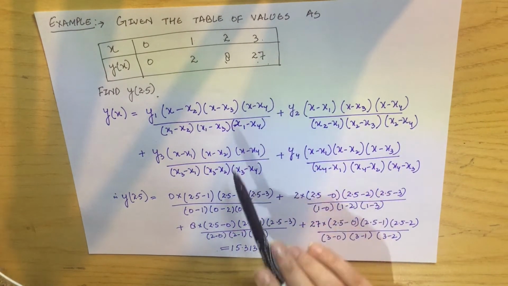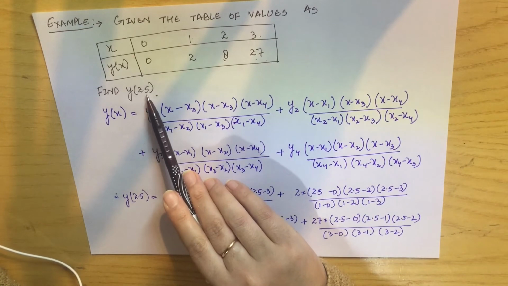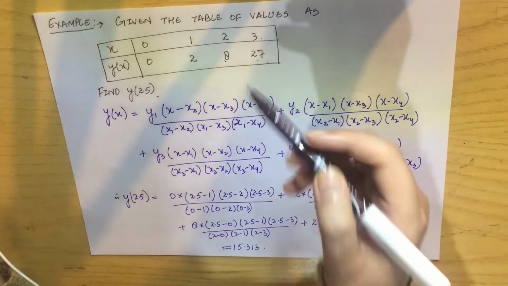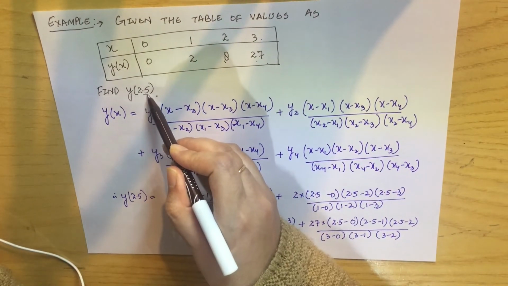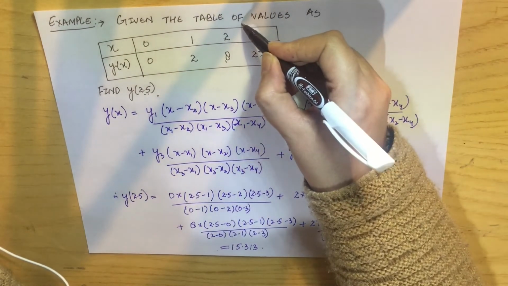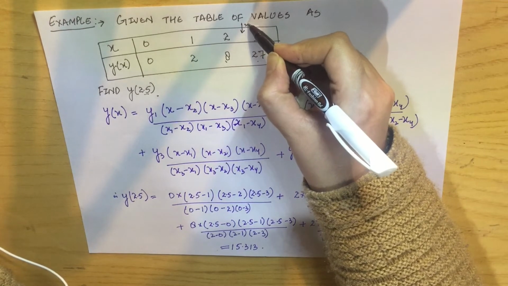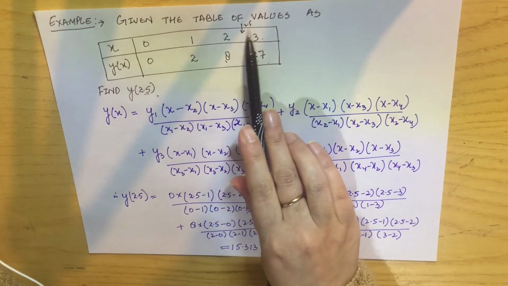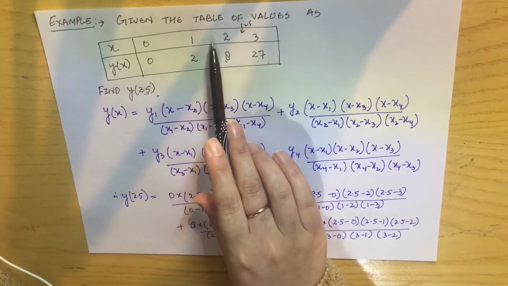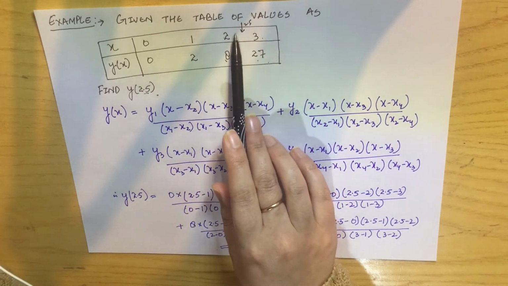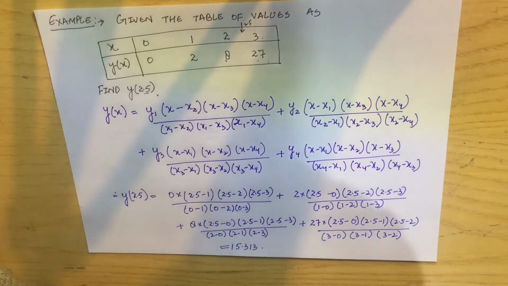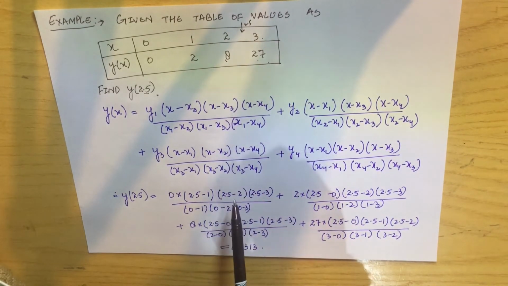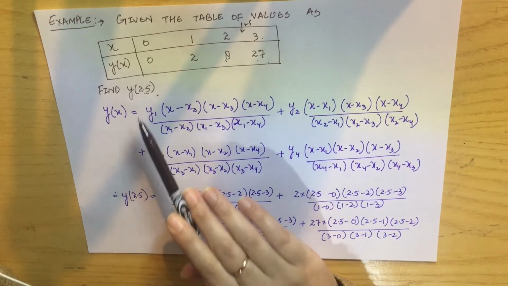Now we have to find y of 2.5. See, this y of 2.5 means our x value is 2.5. It will lie somewhere here. Here we have a space of 1, here again a space of 1, here a space of 0.5. That means it is an unequally spaced data set. We can apply the Lagrangian's polynomial here to get the value of y of x.